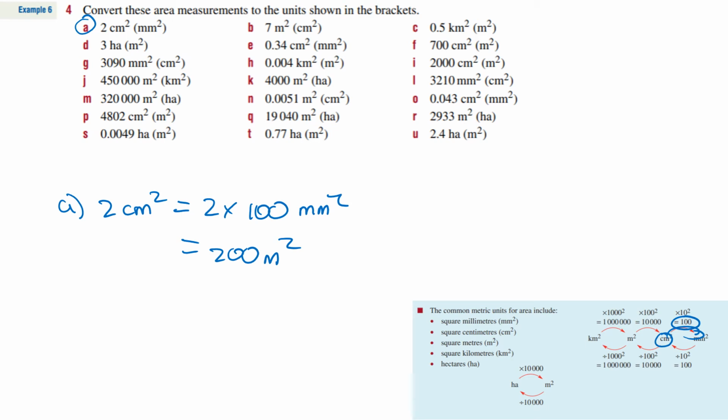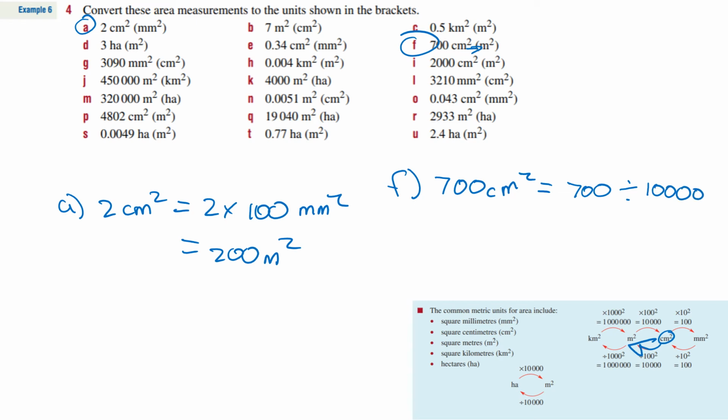If I picked something like F, I want to go from 700 centimeters squared to meters squared, because that's what that question is looking at. So F would be 700 centimeters squared equals 700 divided by 10,000. Okay, because that's what we're talking about there, to go from centimeters squared to meters squared. And that will give you an answer of 0.07 meters squared. All right.